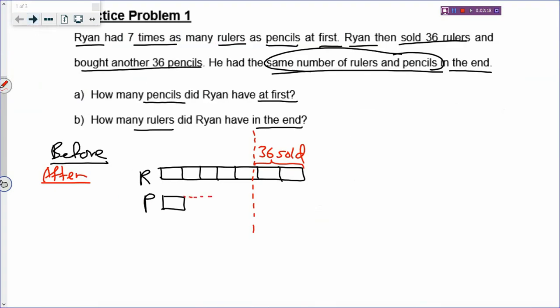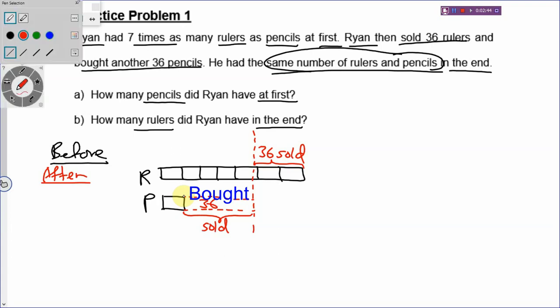Well, it's not proportional. If you look at the model, you can see that it's not very accurate, because 36 and 36 are equal, so you should have two equal rectangles. But it doesn't matter, because if you label everything correctly and clearly, you can still solve. So this will be the 36 pencils that were bought. And then how many pencils did Ryan have at first? Your question mark is to find this. And how many rulers did Ryan have in the end? Which is to find this one. That's your question mark, and your model is done.